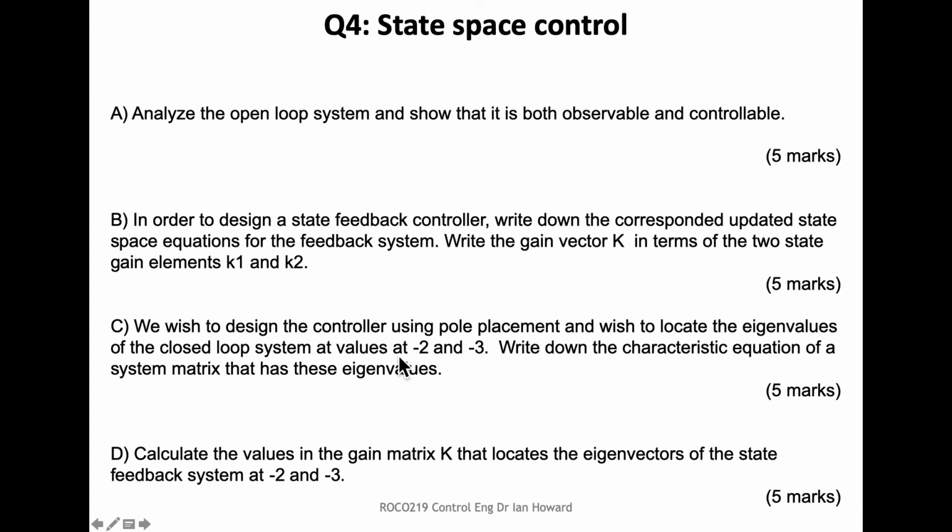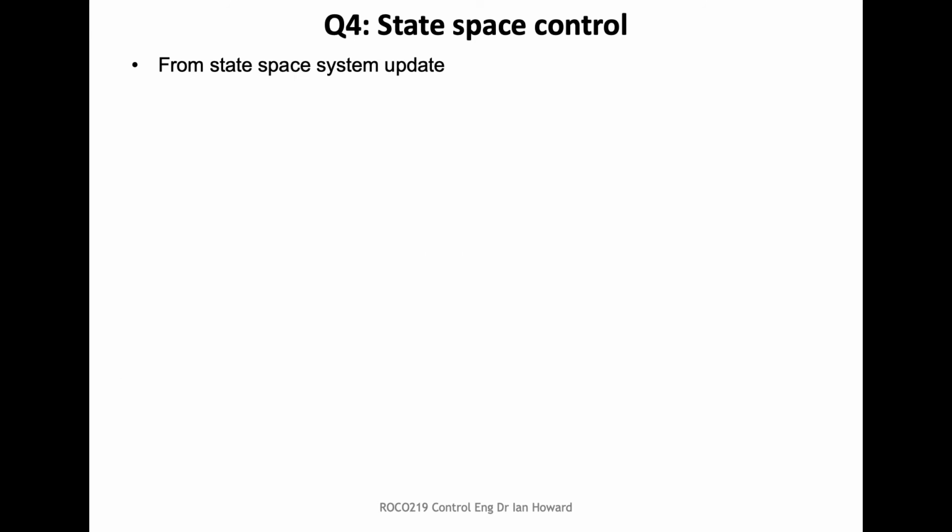Then we want to design the controller and put eigenvalues at -2 and -3. So it's now asking us to write down the characteristic equation corresponding to that kind of system. And finally, we're asked to calculate the gain matrix K. So it's asking us to design the controller effectively. So choose K, so we end up with the system that we started with having eigenvalues at -2 and -3.